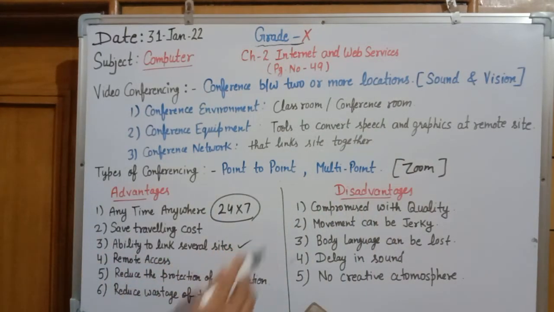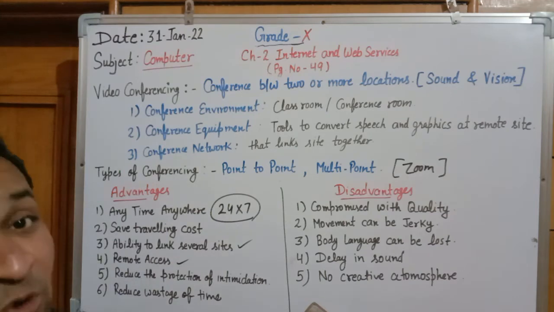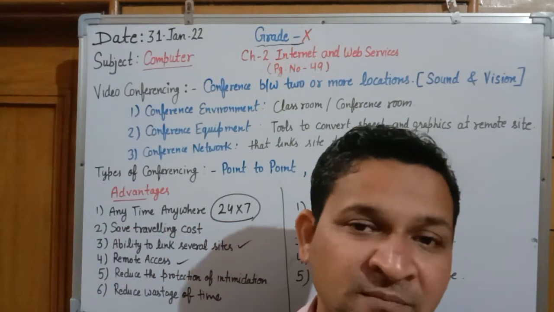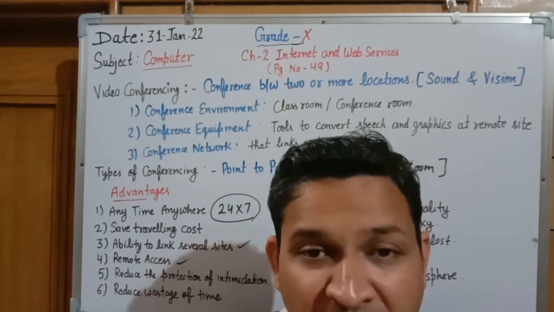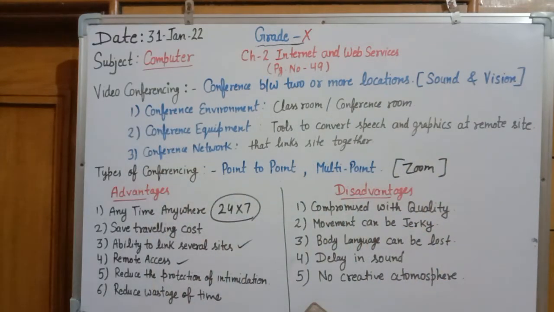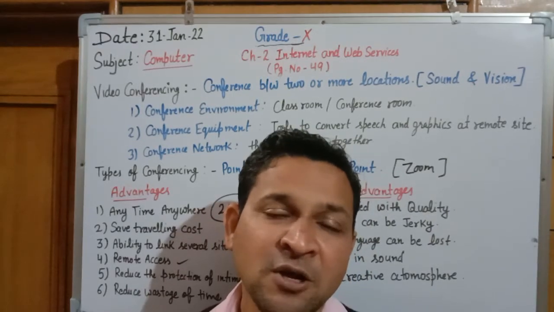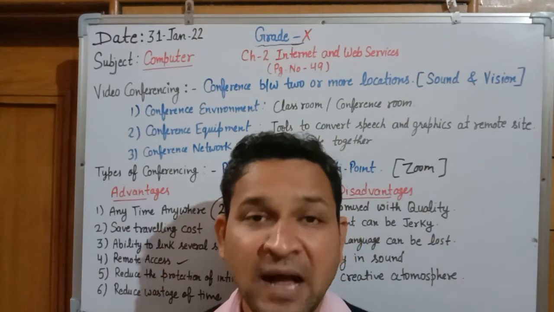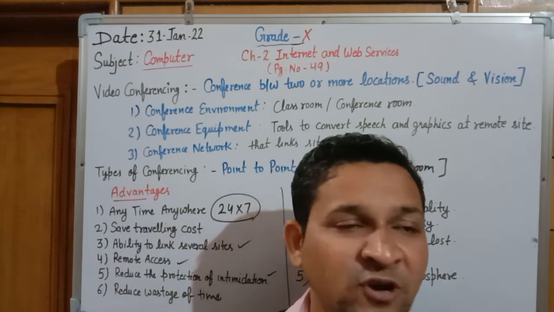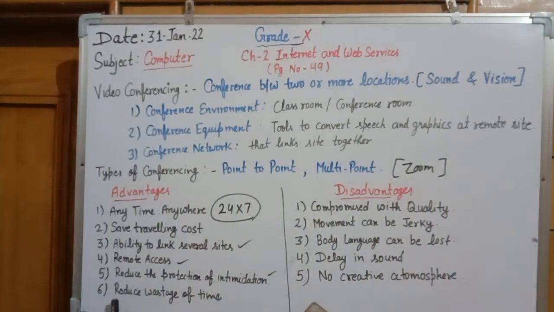Ability to link several sites. We are able to communicate with a number of sites together with the help of video conferencing. It also provides the functionality of remote access. We can communicate with an outside computer and we can talk online in an impressive way. Reduces the possibility of intimidation. It means there is proof. If somebody is abusing, giving a wrong statement, or speaking unnecessarily, you have proof as evidence.